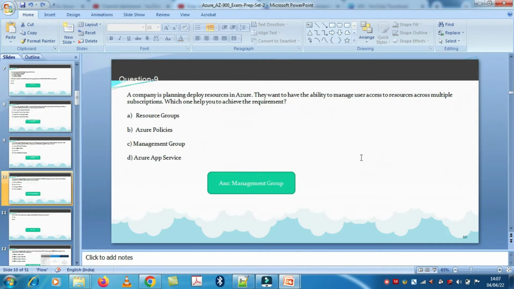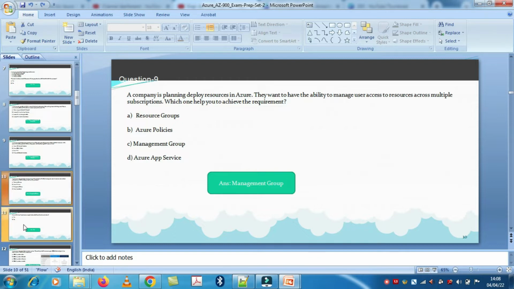Question number 9: a company is planning to deploy resources in Azure. They want the ability to manage user access to resources across multiple subscriptions. Which one helps you achieve the requirement? The answer for this one is management group. What you need to do, guys, is go and see the definitions of resource group, Azure Policy and Azure App Services.